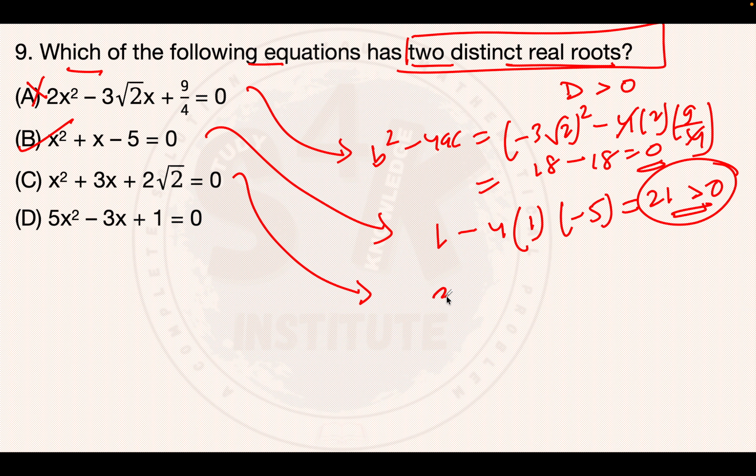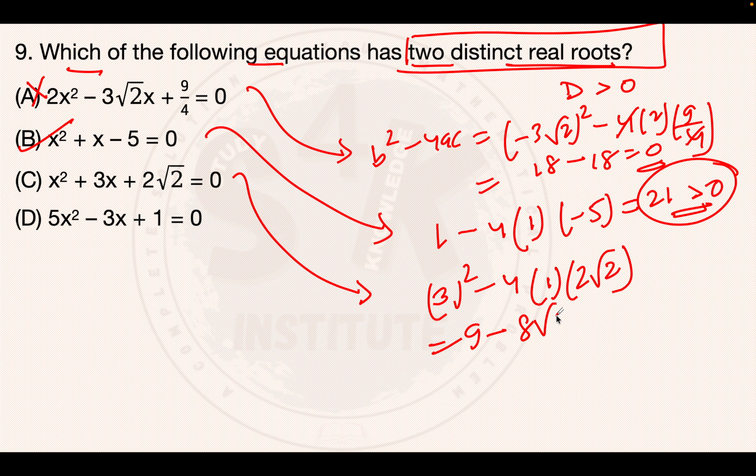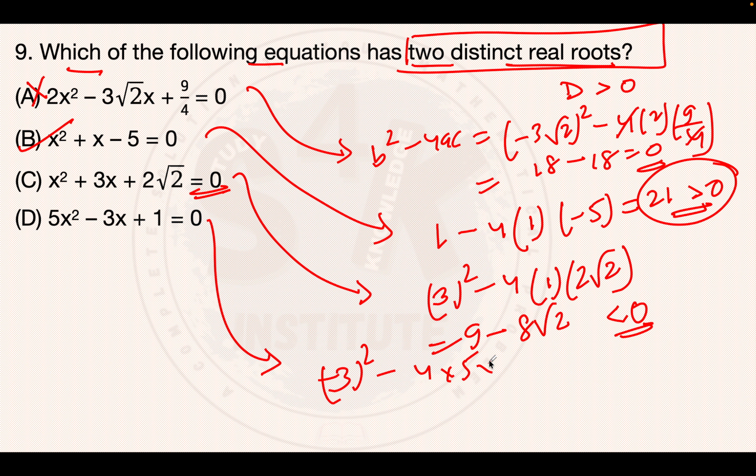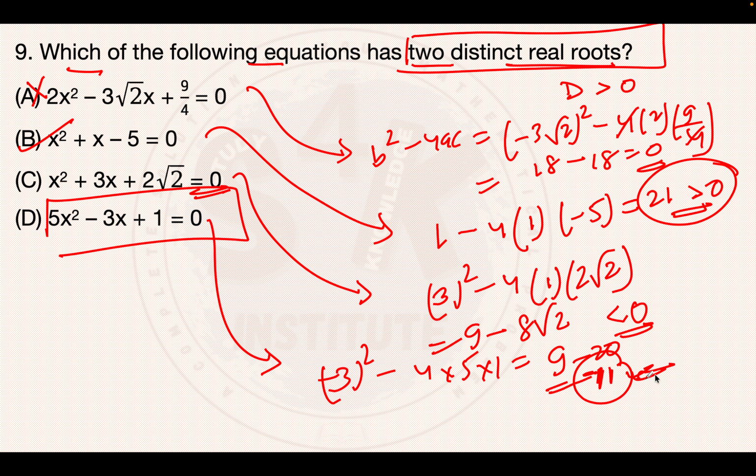B square is 3 square minus 4 into A into C, that is 2 root 2. So this will give you 9 minus 8 root 2, that will be less than 0. So this is giving you no real roots. And this value b square, that is negative 3 square minus 4 into 5 into 1, that is 9 minus 20 is equal to minus 11. Okay, so this is also not going to give you the real roots.